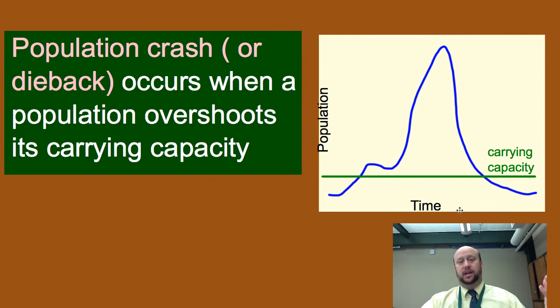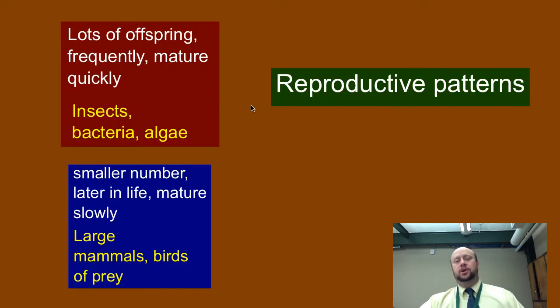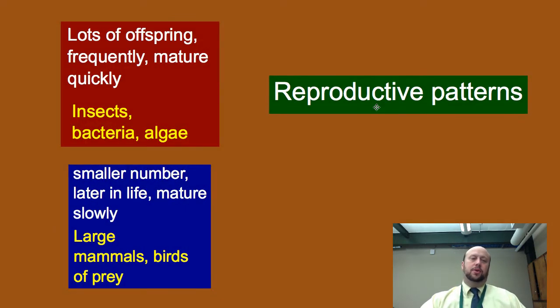Of course, you should already be thinking in your head, what applications does this have to humans, and are we overshooting our carrying capacity? And we'll talk a lot more about that later in the year when we talk about human populations specifically. So what plays into this also are reproductive patterns of the species.